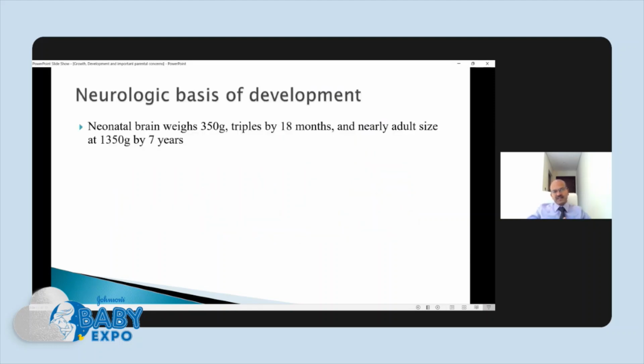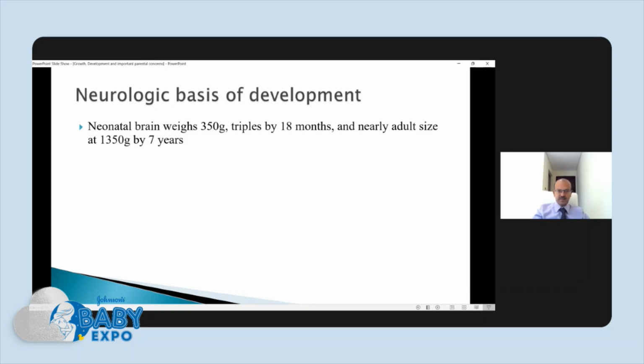So it's very interesting that the neonatal brain weighs 350 grams. It triples in size by 18 months, and the adult size of 1,350 grams is reached by 7 years. So there is not much brain growth physically after 7 years of age, and there is very rapid brain growth in the first 18 months. From 350 grams, it reaches almost a kilo, and then there is only 350 grams gain subsequently from 18 months to 7 years.